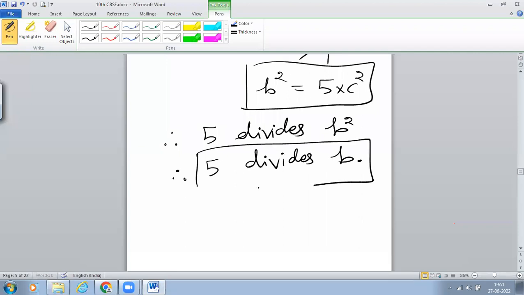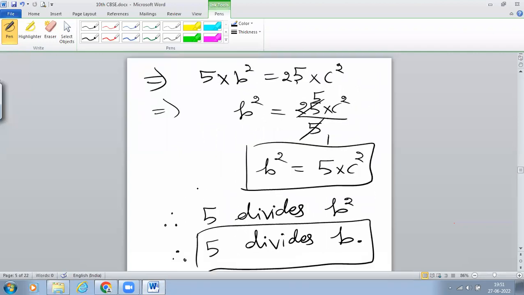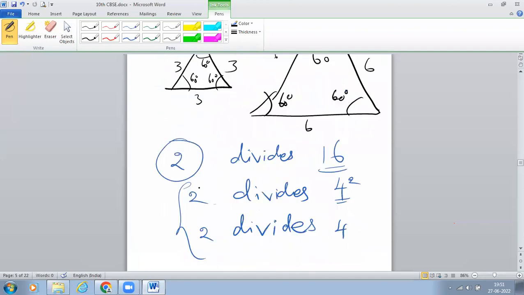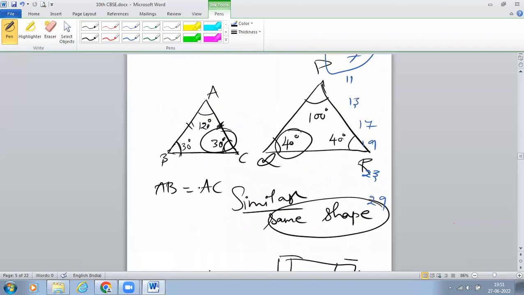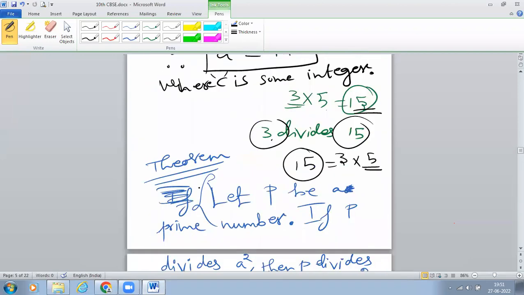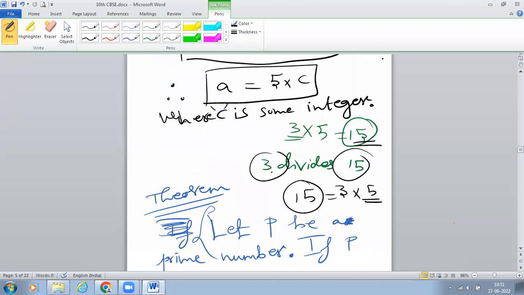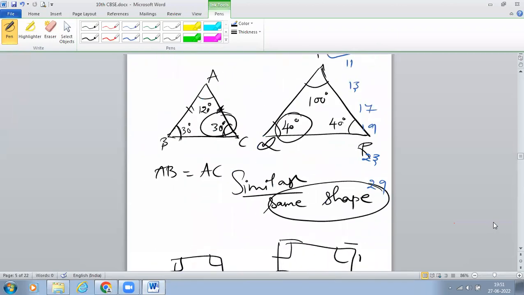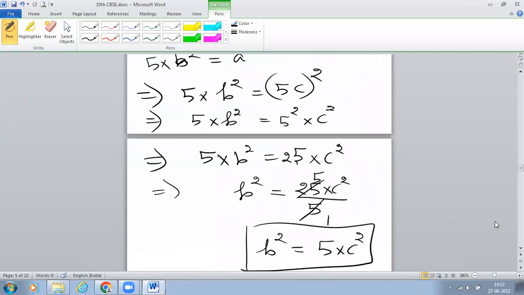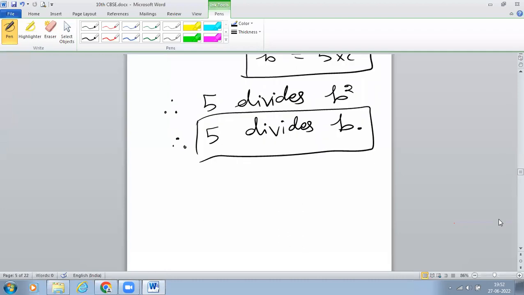So please put a box. Already we got 5 divides a. Now we got 5 divides b. Please write up to this: 5 divides b.